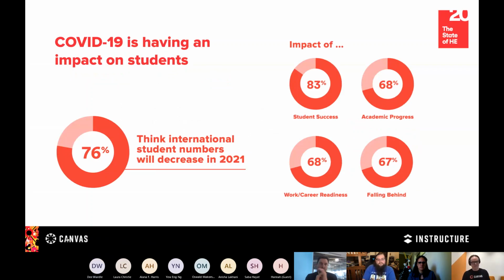Okay, so it is a very simple question around what the impact is, and how that is impacting things such as academic progress and work readiness. As you can see, 67% of students felt that they were falling behind as a result of COVID-19. And I think for us, one of the things that we looked at was how engaged students are during this, compared to being in the classroom and the lecture hall.